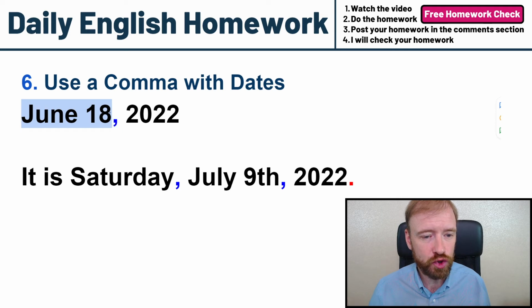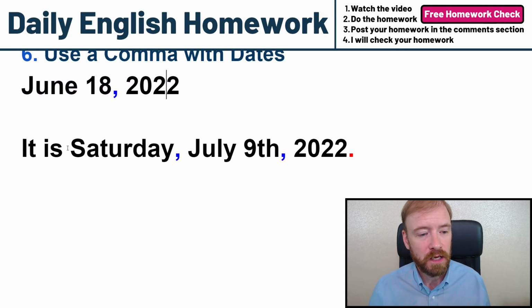All right, number 6, use a comma with dates. Here's a date, June 18th, comma, 2022. We have a day, date, and year. It is Saturday, comma, July 9th, comma, 2022. That's how we use it with dates. This will be very important for your homework.